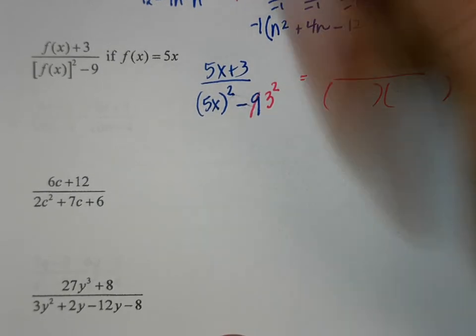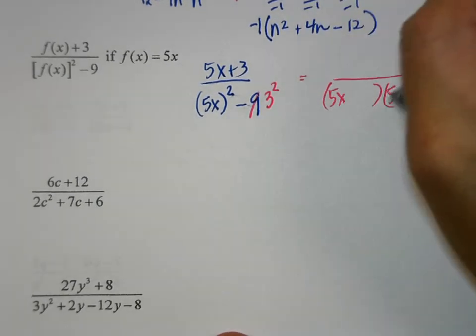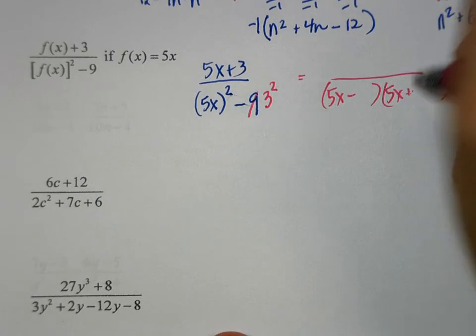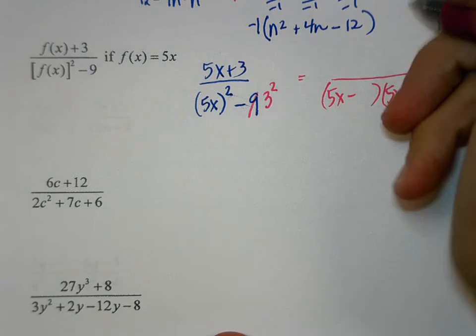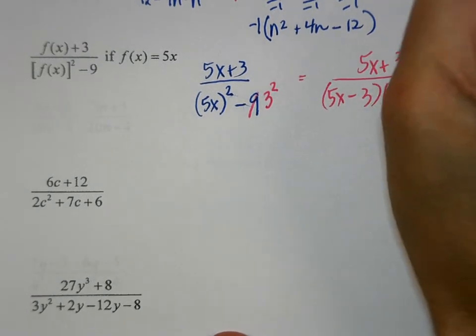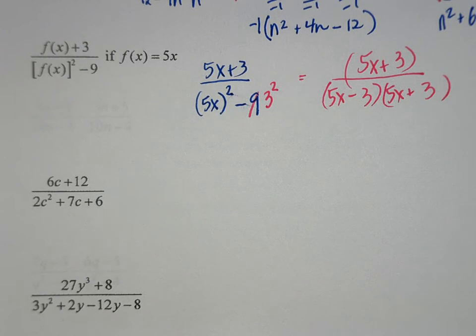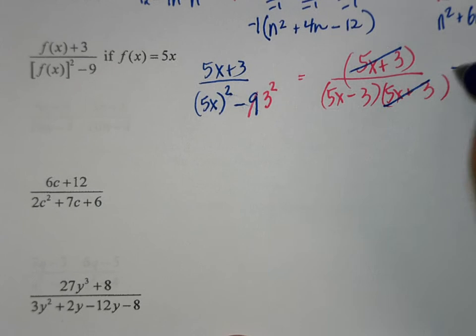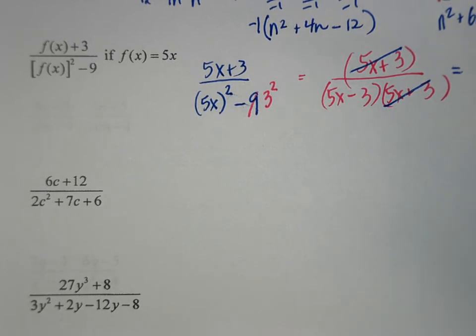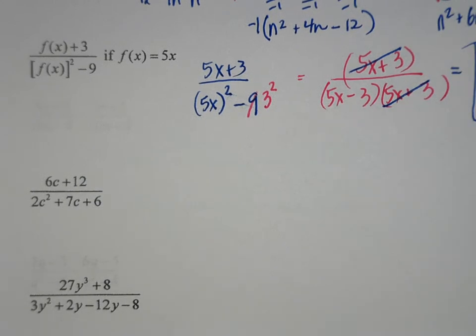So we have 5x would be split up here, breaking up each of those squares. One gets a minus, one gets a plus, and then you're splitting up the 3 squared, so you get a 3 and a 3. And on the top, we still have a 5x plus 3. Do we notice anything that's the same? Good. And if nothing's left on top, what do we write? 1, and in the denominator is 5x minus 3. Any questions?